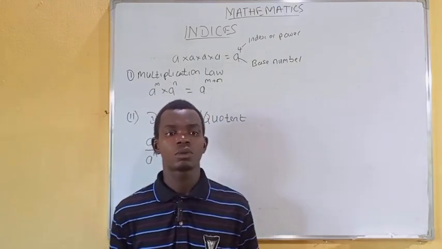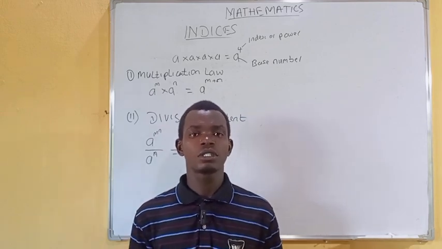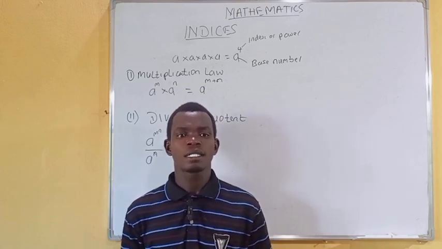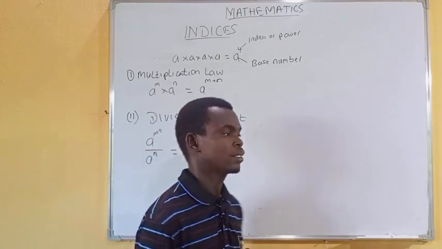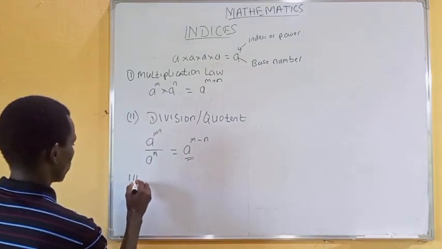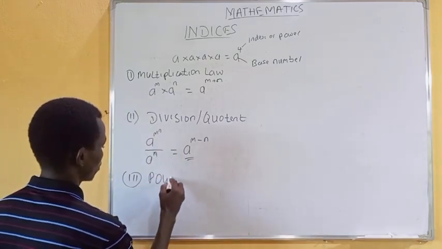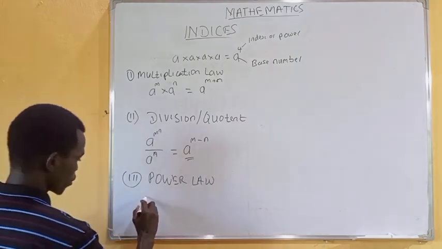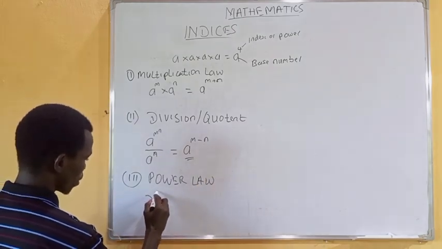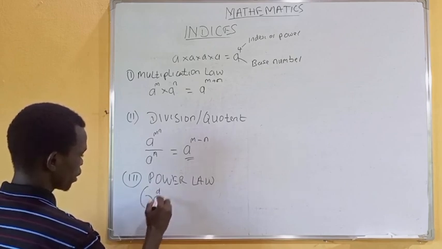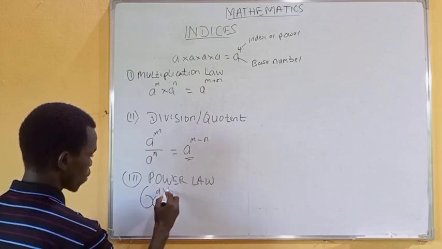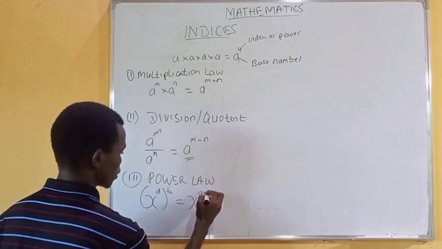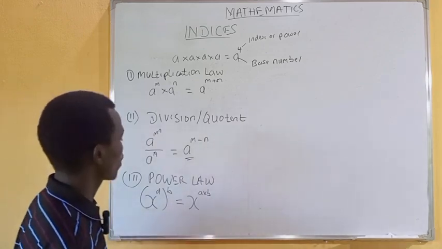And the third law, we call it the power law. If a number which is raised to a power is again raised to another power, their powers are multiplied. Let's say a base number s is raised to power a and again raised to power b, it will now be s raised to power a times b. This is for power law.